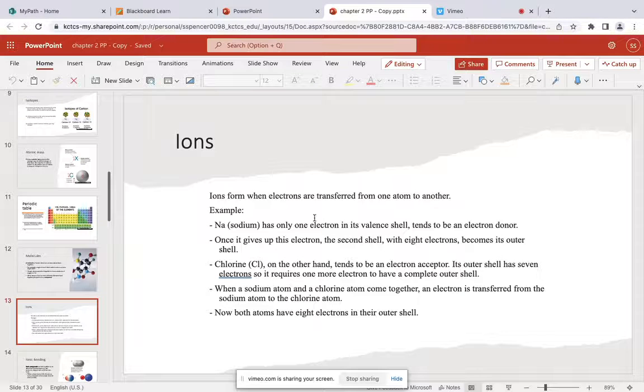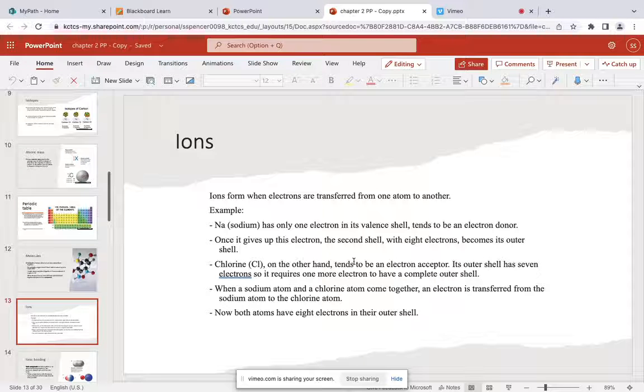So I say here that ions are formed when electrons are transferred from one atom to another. I have here an example, sodium. Sodium has only one electron in its valence shell, right? Tends to be an electron donor. Once it gives up this electron, the second shell with 8 electrons becomes its outer shell. If you were in high school chemistry, you probably learned about this, but I don't want to go into it too in depth. The principle of this slide I want you to know is that ions form when electrons are transferred from one atom to another. I want you to know that ions can be positively or negatively charged. They are not electrically neutral.